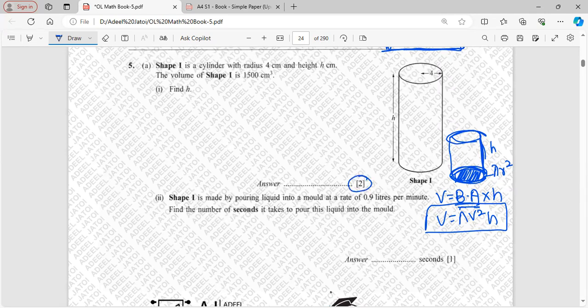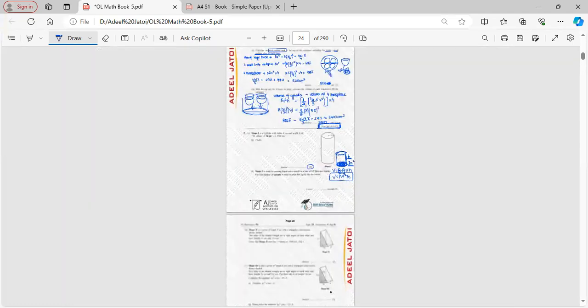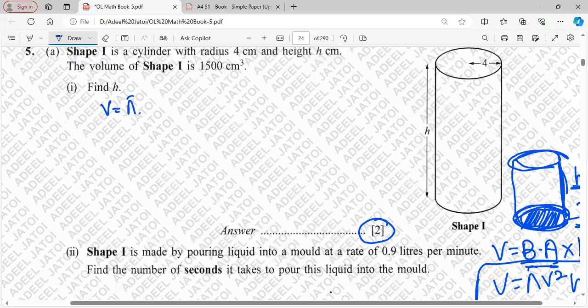An easy 2-mark question that you can get from paper 2, where you need to understand the volume formula, that is always base area into height. The base of the cylinder is a circle. Circle is pi r square and the height is h. So volume formula becomes pi r square h. Now you already know this is 1500, whereas pi and r you have been given, that is 4 square, and you are not aware of h that you need to find out.